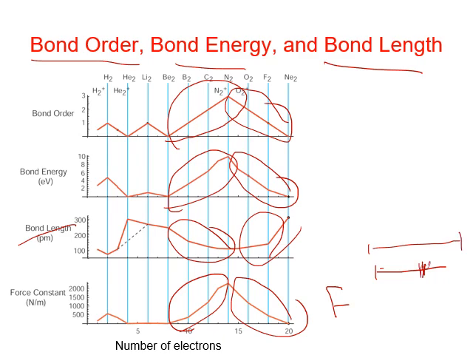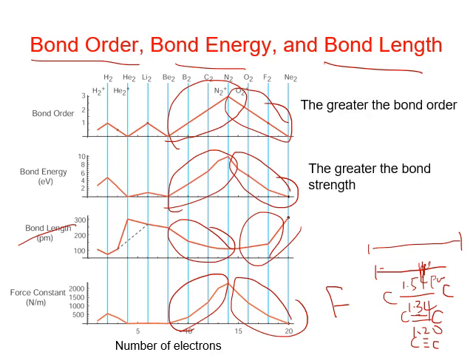For example, the carbon-carbon single bond length is about 1.54 angstroms. For a double bond it is about 1.34, and for a triple bond it's about 1.2. So stronger bonds have shorter bond lengths. The greater the bond order, the greater the bond strength, the shorter the bond.